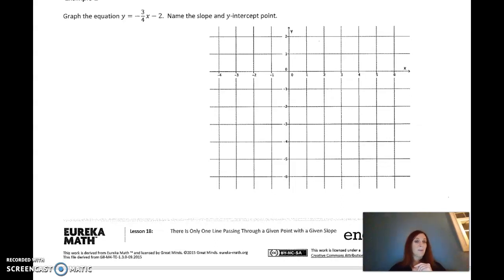So let's try another example. We're going to start by naming the slope and the y-intercept. My slope is whatever number is attached to my x. In this case, it's -3/4. You can either choose to write it as -3/4, or you can put +3 over -4, and I'll show you why they both work. But don't do this. A negative divided by a negative is a positive. That's not the same.